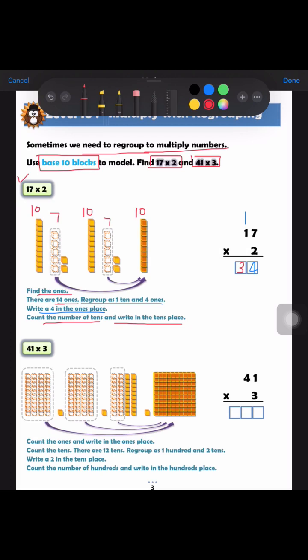And then we move on to the next example, 41 times 3. Again, we count the ones and write in the ones place. So now there are 3 ones. 1, 2, 3. So we put 3 in the ones place. And then we count the tens.